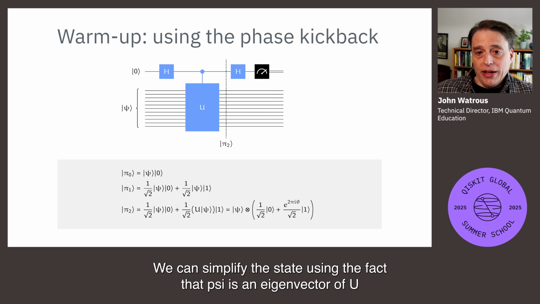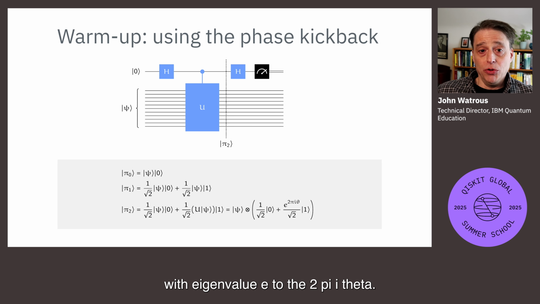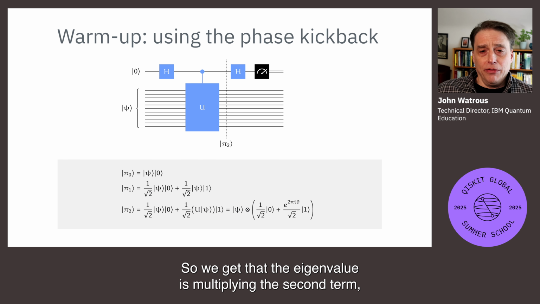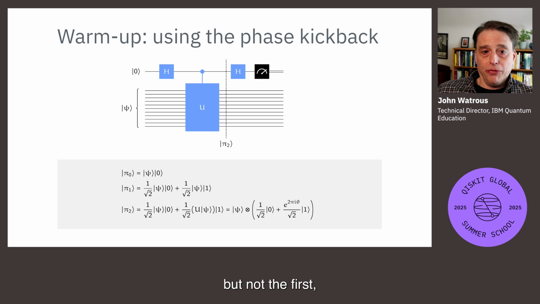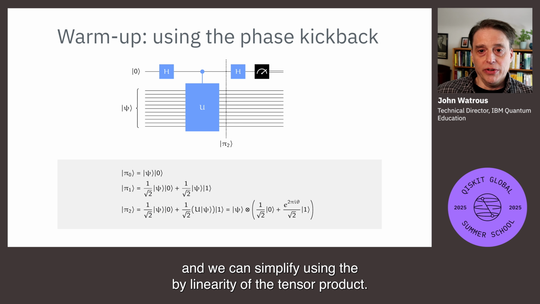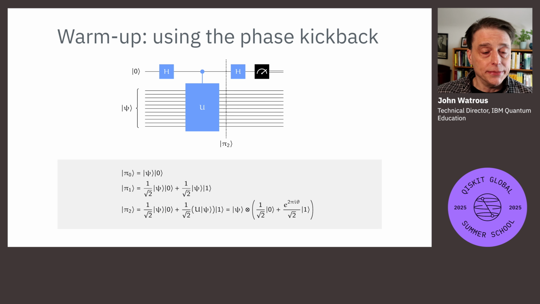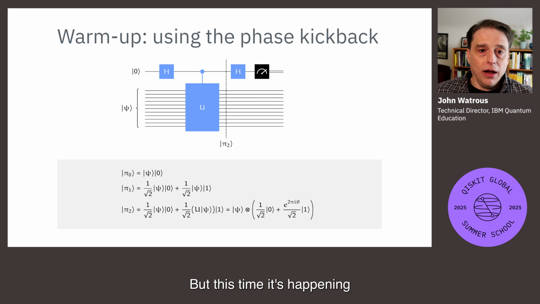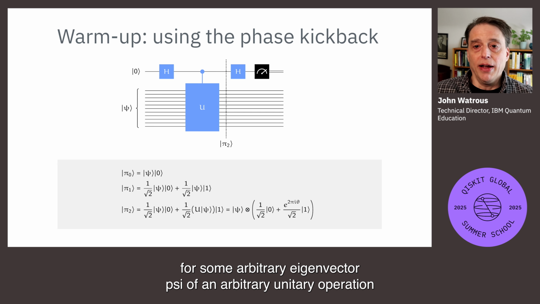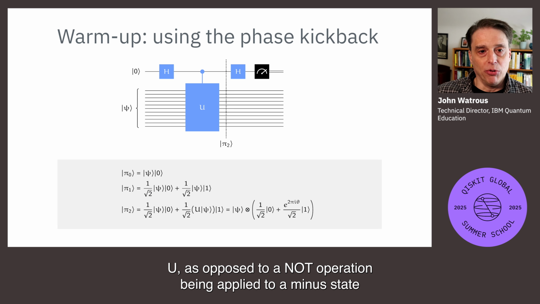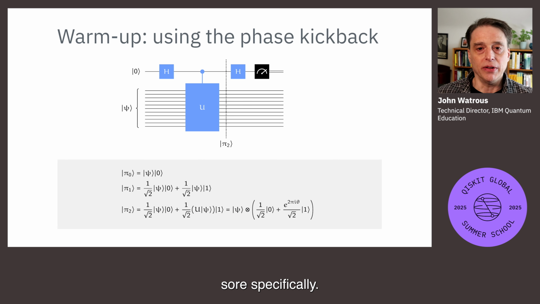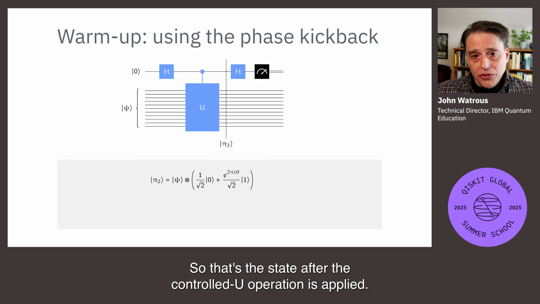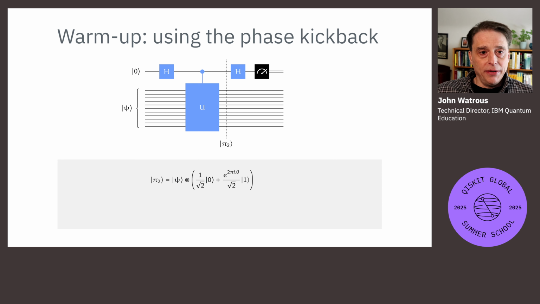We can simplify the state using the fact that psi is an eigenvector of U with eigenvalue e to the 2 pi i theta. So we get that the eigenvalue is multiplying the second term, but not the first. And we can simplify using the bilinearity of the tensor product. So what we have here is the phase kickback phenomenon, but this time it's happening for some arbitrary eigenvector psi of an arbitrary unitary operation U, as opposed to a NOT operation being applied to a minus state more specifically. So that's the state after the controlled U operation is applied.